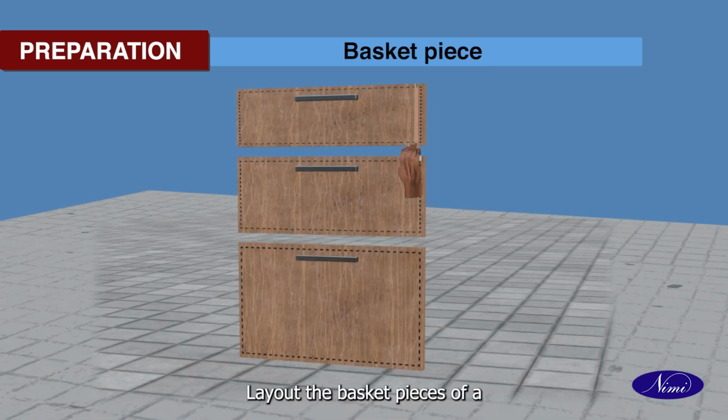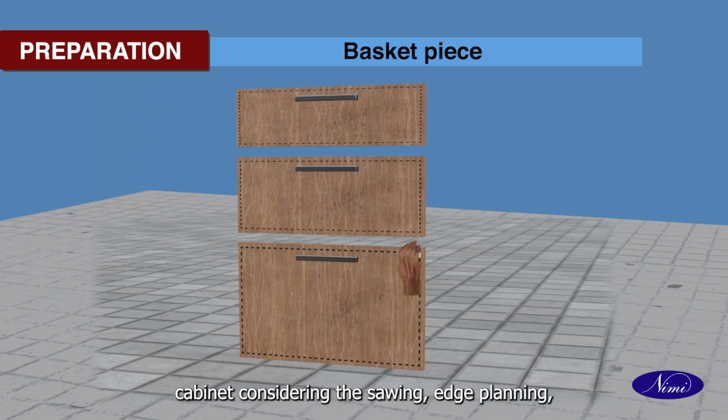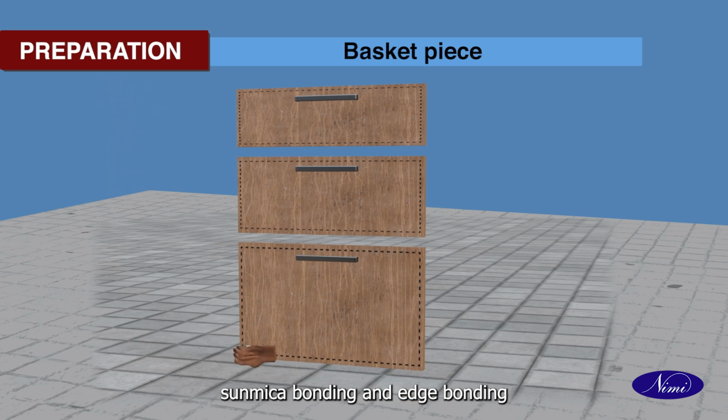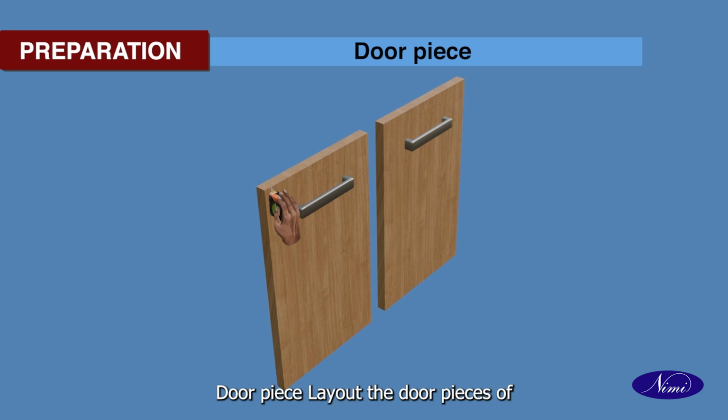Basket piece. Lay out the basket pieces of a cabinet considering the sawing, edge planning, sunmaker bonding and edge bonding, tape bonding allowances.